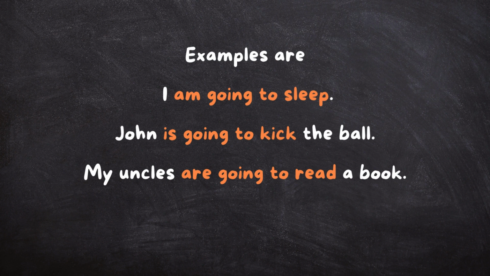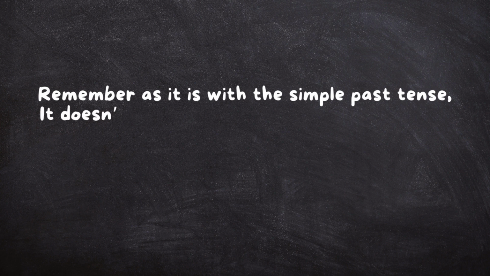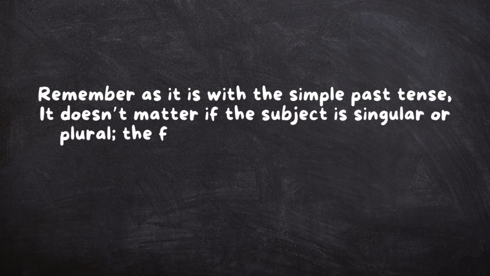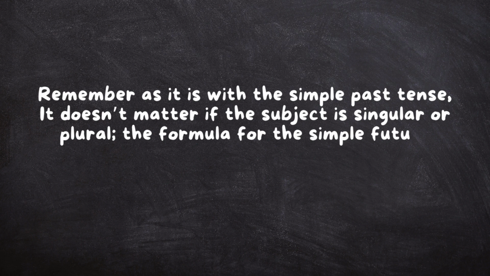Remember, is and are should be used with the right subject. For singular subject, use the singular one. For plural subject, use the plural form of it. And then remember, as it is with the simple past tense, it does not matter if the subject is singular or plural. The formula for the simple future does not change. It's the same throughout. There we have it.